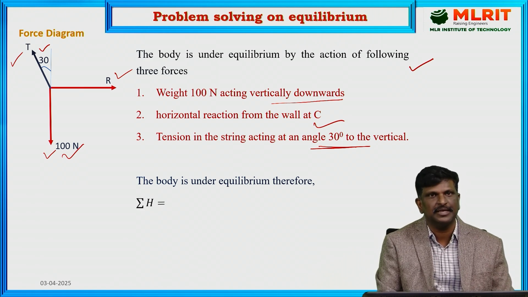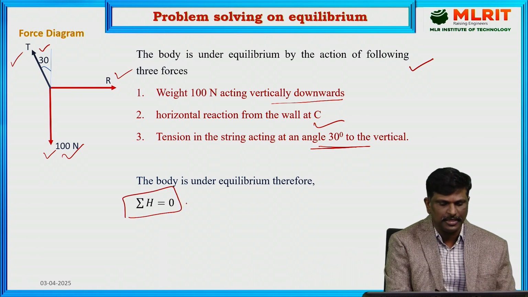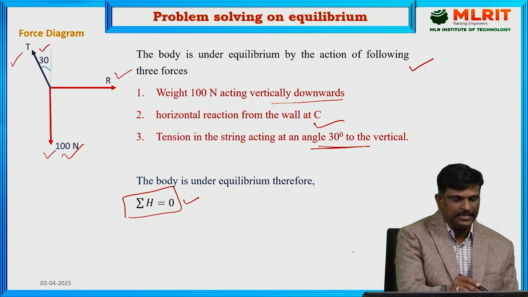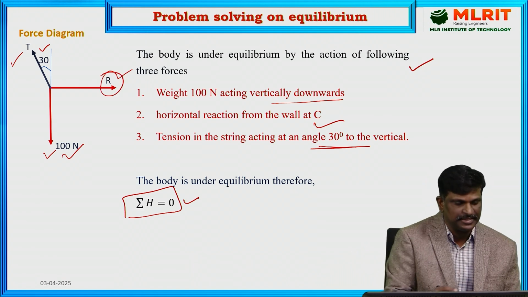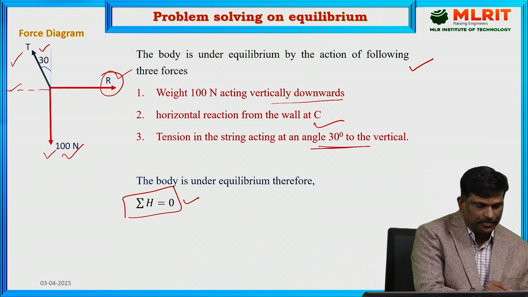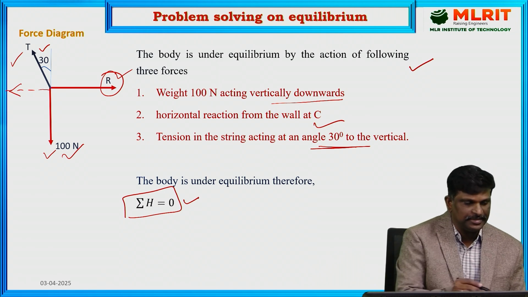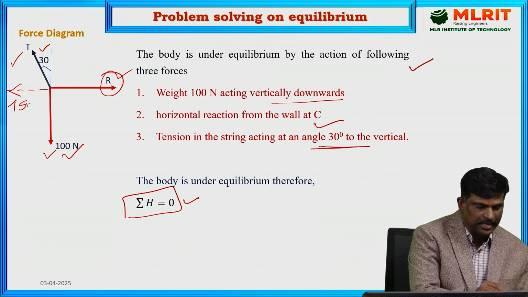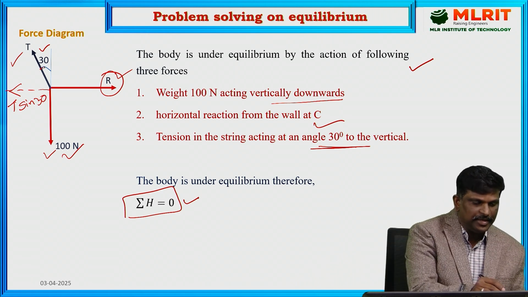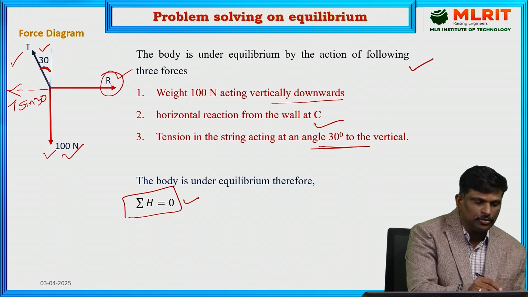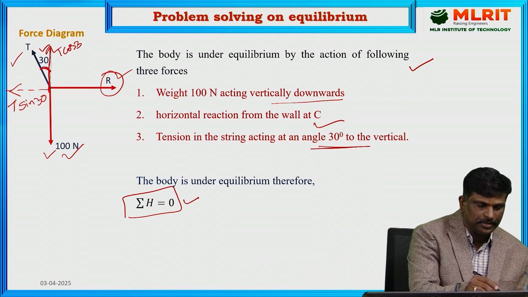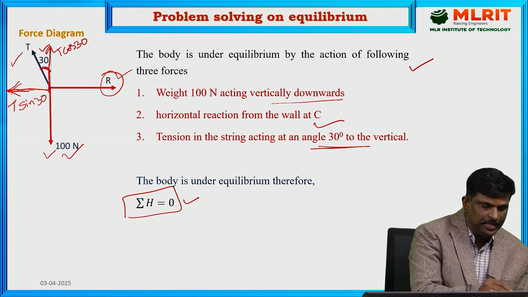The equation is sigma H equal to 0. Sum of all horizontal components equal to 0. Here we can find two horizontal forces. One is R, the reaction from wall, which is completely horizontal, and we have the horizontal component of tension. Horizontal component of tension in this case is T sin 30, because T is making an angle of 30 degrees to the vertical. So, vertical component will be T cos 30, and horizontal component will be T sin 30.